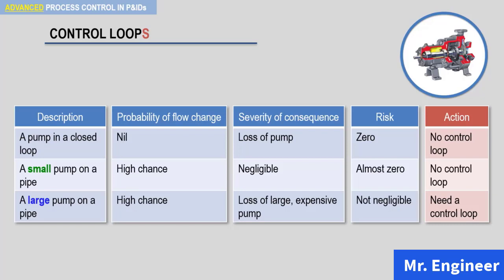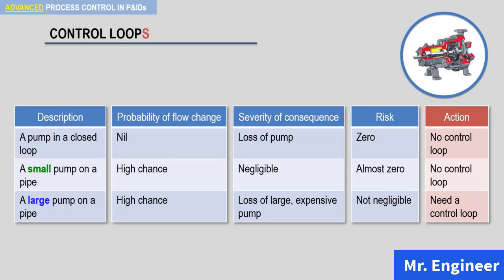So from the three examples that you can see here, you can deduce that the statement that all pumps need to be protected from minimum flow by a control loop is not set in stone. And for this reason, on your P&IDs, you will see that some pumps are equipped with a control loop to protect them against flow change, while others are not equipped with a control loop. So from your P&ID, you can actually guess and identify the pumps that are critical to your process.